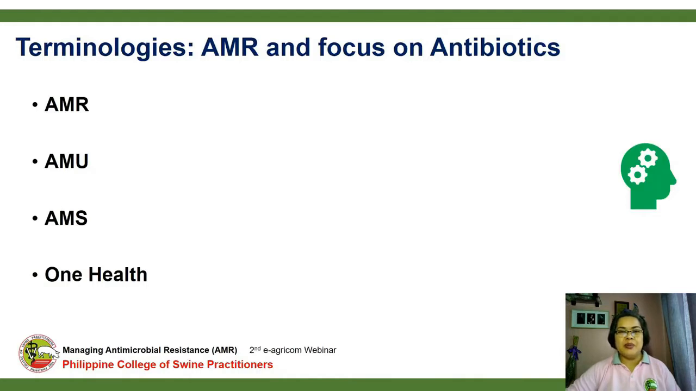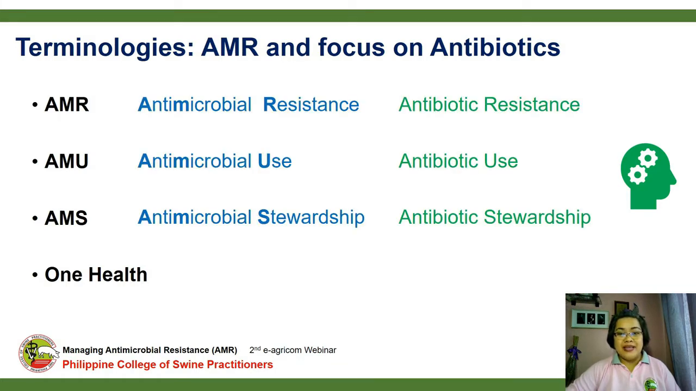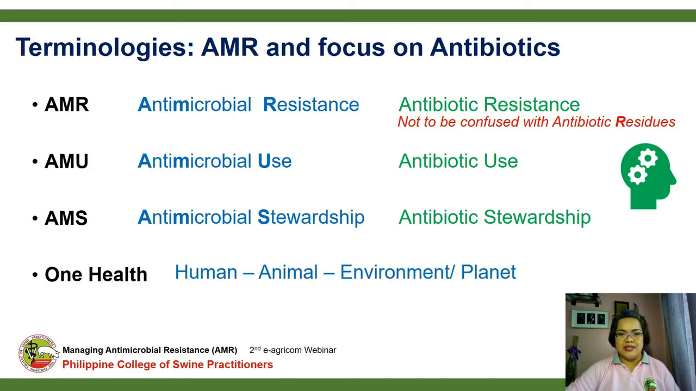Let us start with some terminologies that you will most likely encounter around AMR discussions. First, AMR is antimicrobial resistance. This is the umbrella terminology, but the focus is really still on antibiotic resistance. However, we also encounter some confusion with antibiotic residues, so more about this later. Then there is AMU, or Antimicrobial Use, and AMS, or Antimicrobial Stewardship. Again, most studies and efforts would be focused on antibiotics.